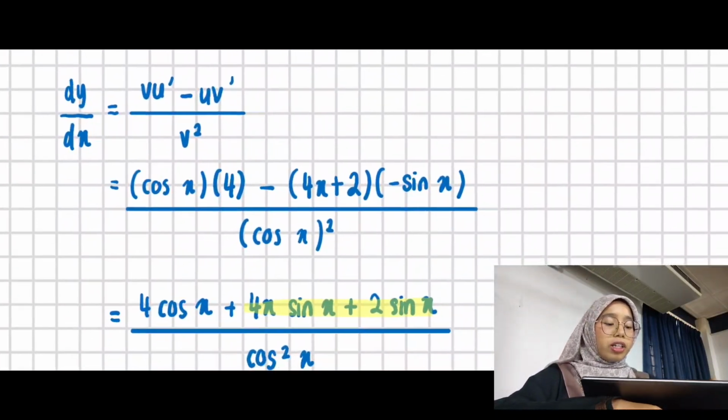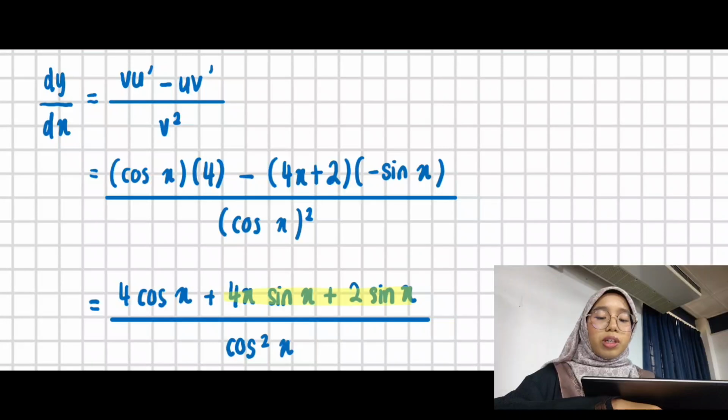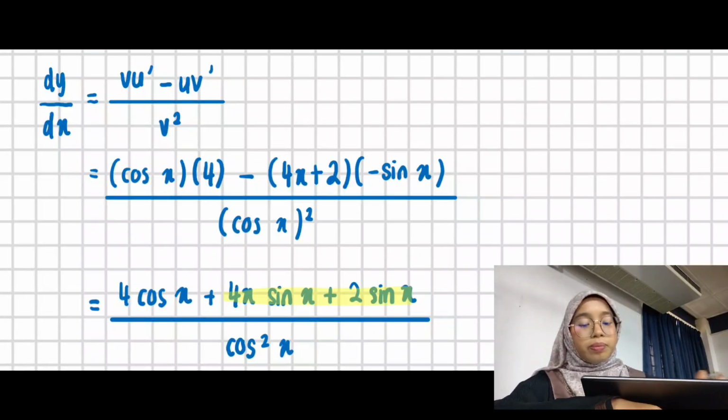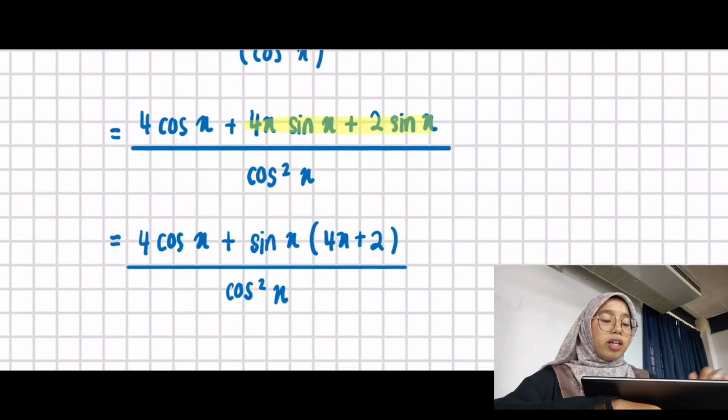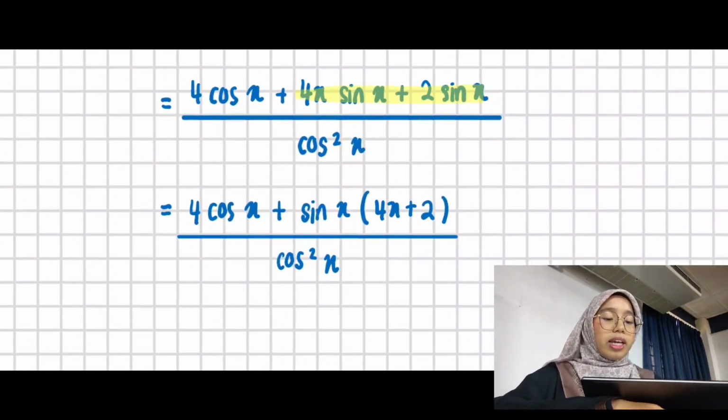So to find dy/dx, we use the formula (vu' - uv') divided by v squared. So we enter the values, and then we expand it, and we can get (4 cos x + 4x sin x + 2 sin x) divided by cos squared x.